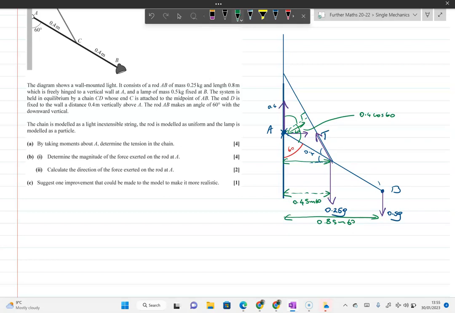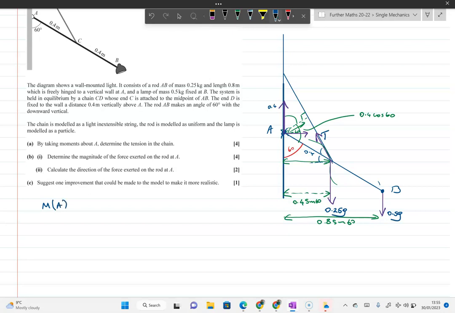Now we can see that the T is rotating in the opposite sense. The T is actually going anti-clockwise, and the other two would be going clockwise about A. If the weight were the only force on it, it would tend to rotate that rod clockwise, as would the 0.25 force, whereas the T would tend to rotate it anti-clockwise. So that enables us to set up our moments equation.